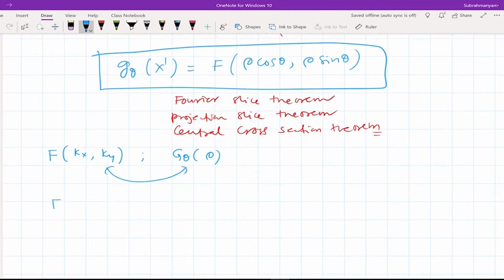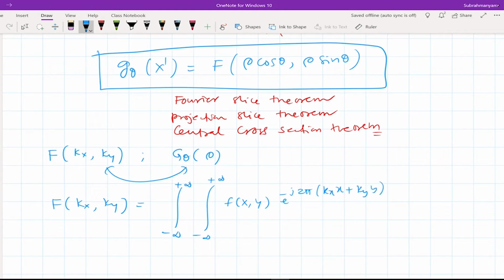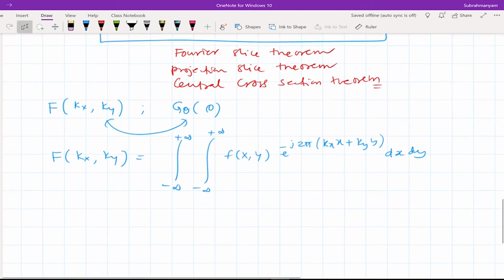First, let's start with what we are very comfortable with. F of kx comma ky. You tell me the expression in terms of f of x y. You should be jumping on this by this time. Minus infinity to plus infinity, minus infinity to plus infinity, f of x comma y, e power minus j 2 pi (kx x plus ky y) dx dy. Okay, right.